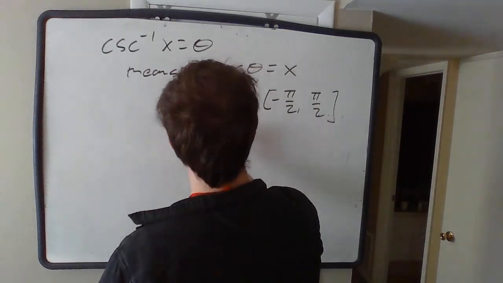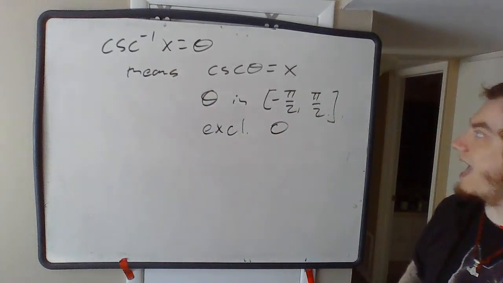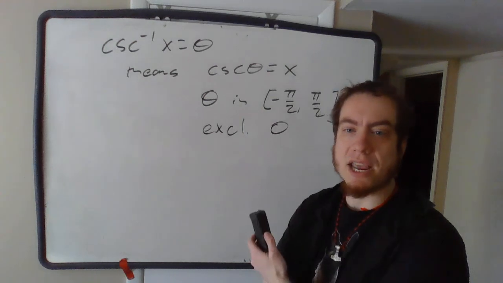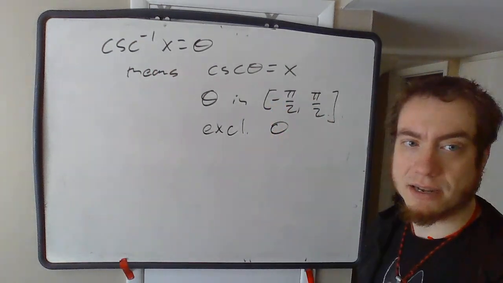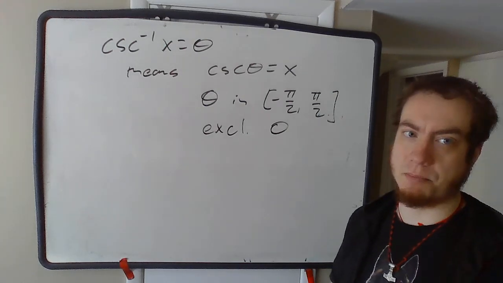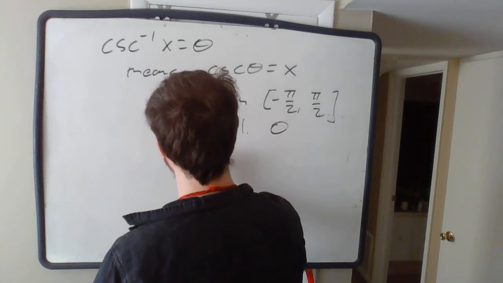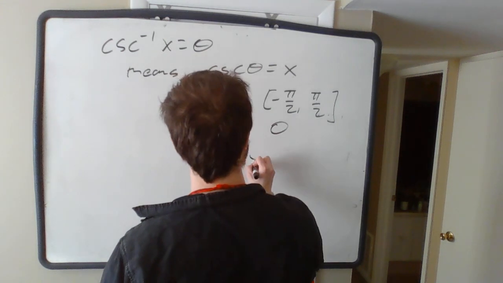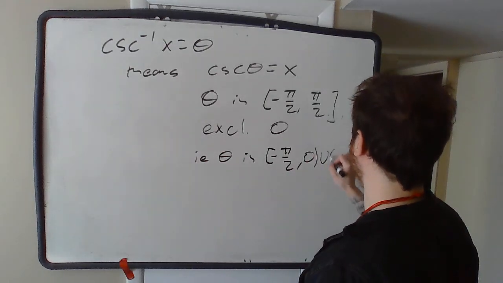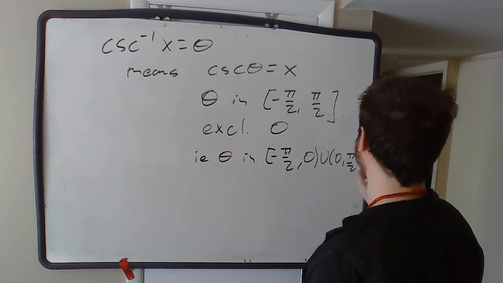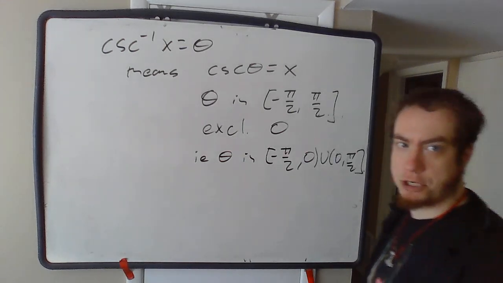And this is going to exclude 0, because at 0, sine of 0 is 0, and so cosecant of 0 is undefined. Since cosecant is the reciprocal of sine, it can't be defined at that point. So another way of thinking about this is that theta has to be in minus pi over 2 up to 0, unioned with 0 up to positive pi over 2. So we don't include 0 as an option here.